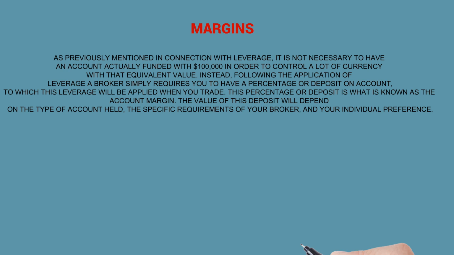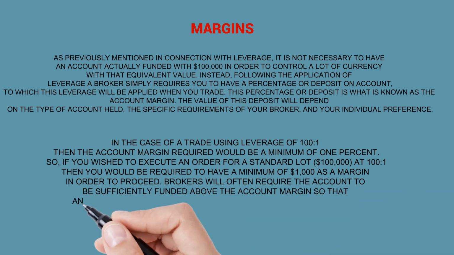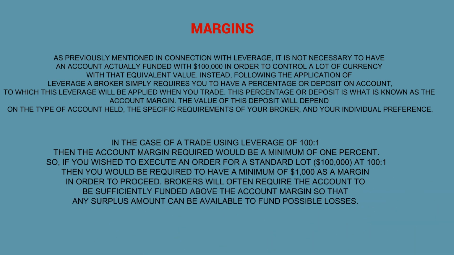The value of this deposit will depend on the type of account held, the specific requirements of your broker, and your individual preference. In the case of a trade using leverage of 100:1, then the account margin required would be a minimum of 1%. So if you wish to execute an order for a standard lot, $100,000, at 100:1, then you would be required to have a minimum of $1,000 as a margin in order to proceed. Brokers will often require your account to be sufficiently funded above your account margin so that any surplus amount can be available to fund possible losses.